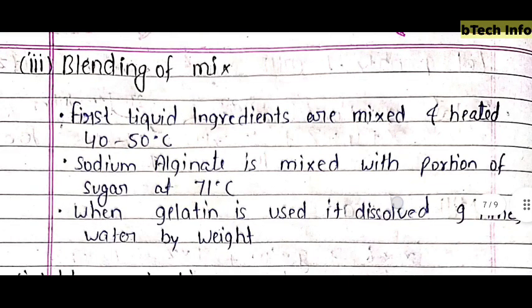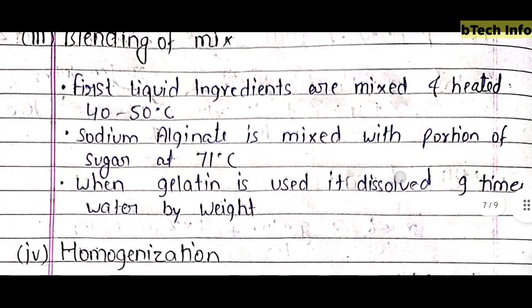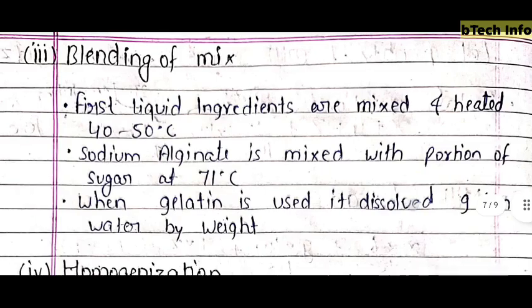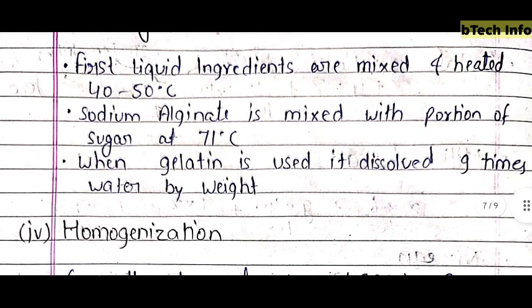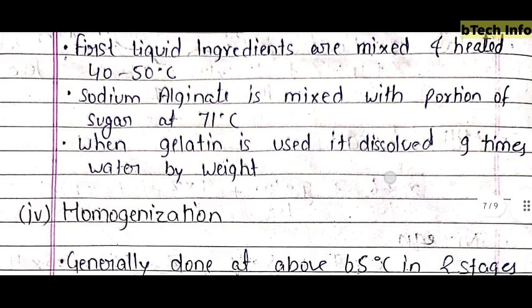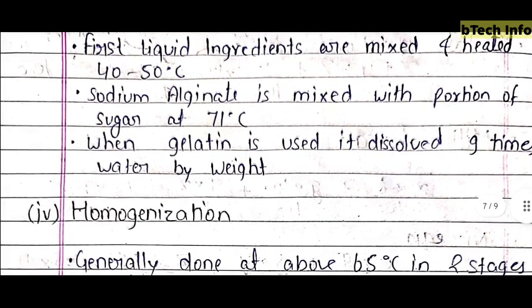Now after the formulation of mix, we do the blending of the mix. First, liquid ingredients are mixed and heated at about 40 to 50 degrees Celsius. Also, if we have to add sodium alginate, it should be mixed with a portion of sugar at 71 degrees Celsius.